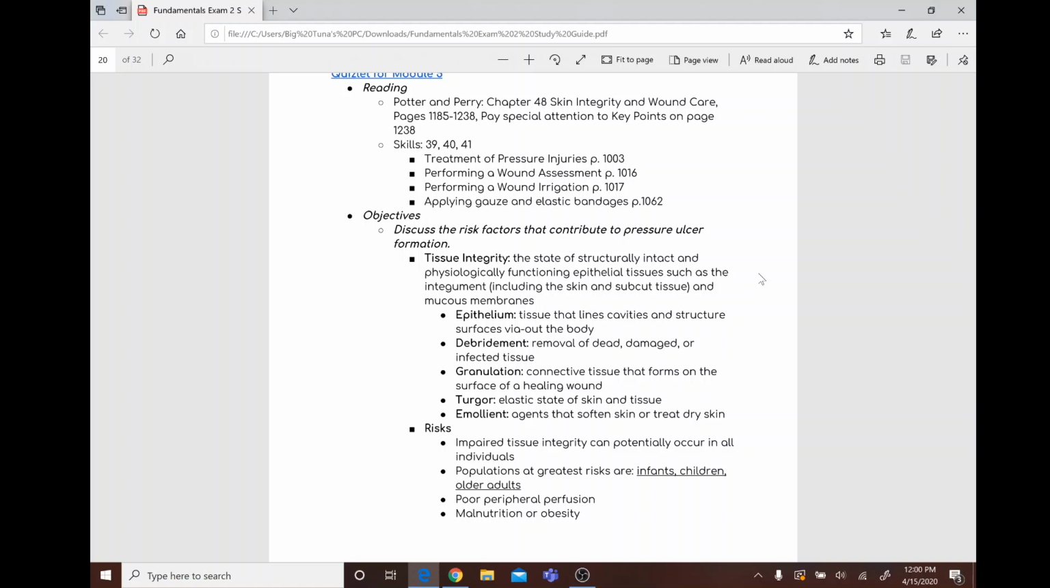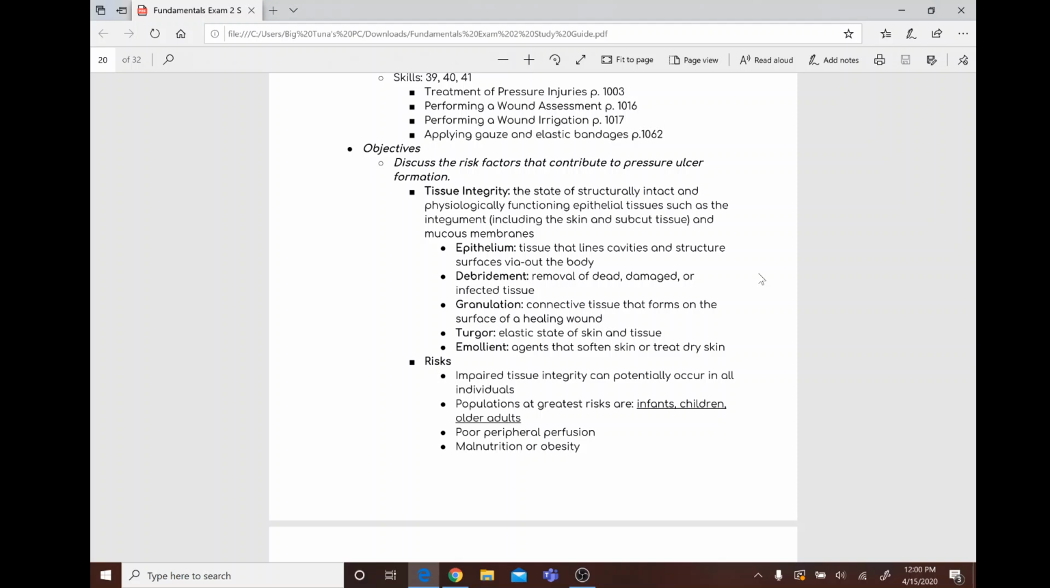What is debridement? Removal of dead, damaged, or infected tissue. What is granulation? Connective tissue that forms on the surface of a healing wound. What is turgor? Elastic state of skin and tissue. What is an emollient? Agents that soften skin and treat dry skin.